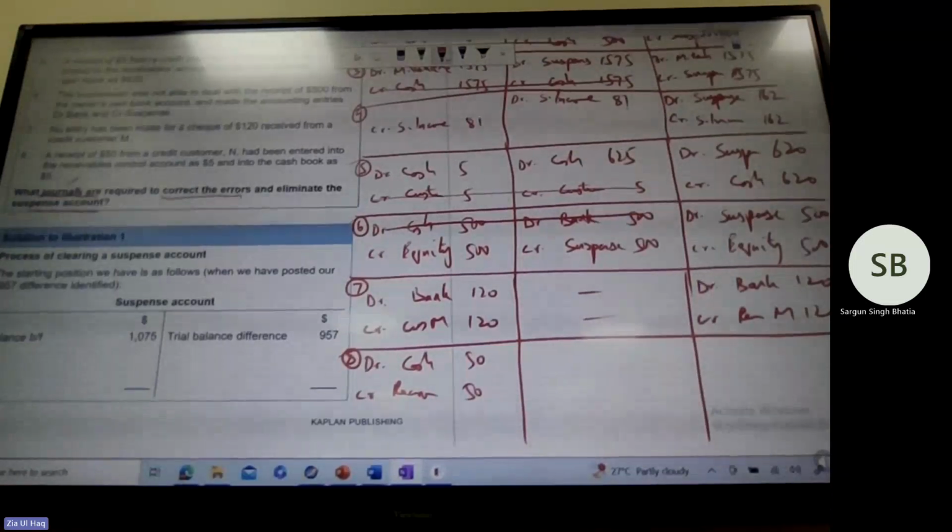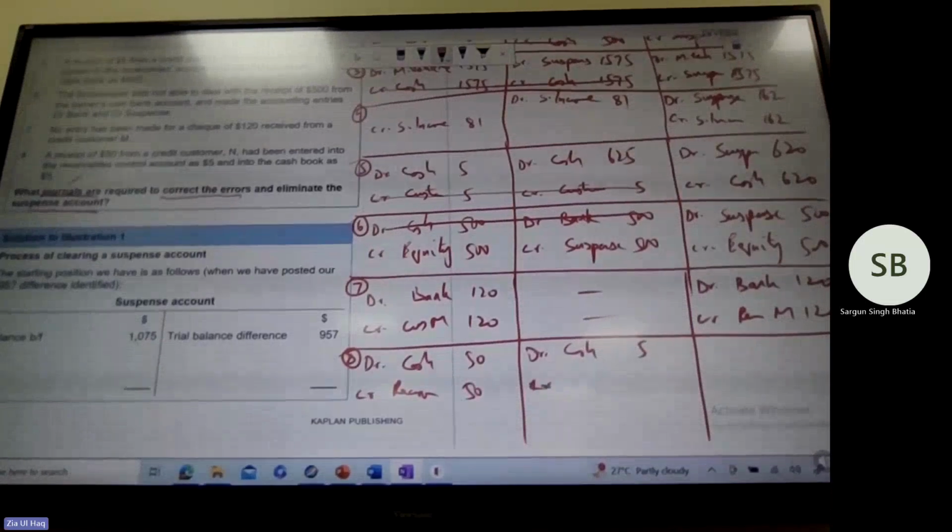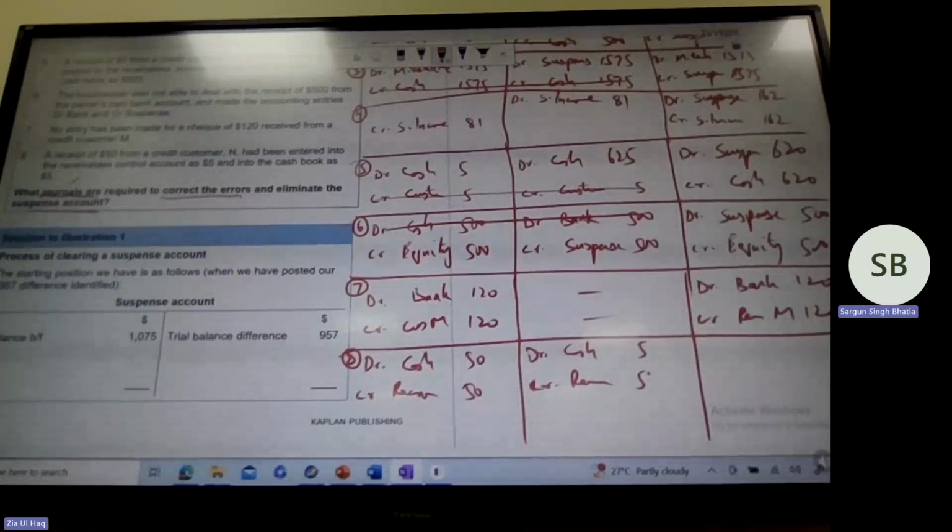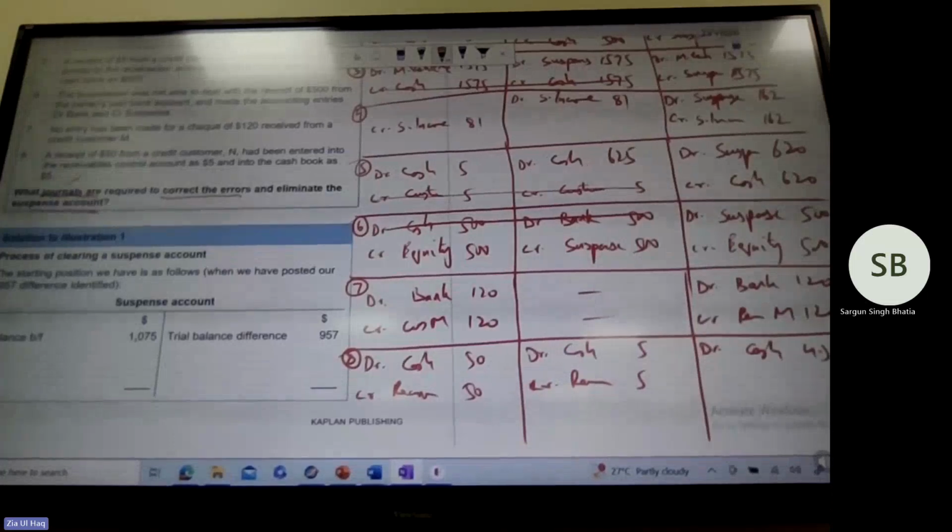Meaning instead of 50, we have recorded debit cash with the 5 and credit receivable with the 5. So what could be the correct entry? We have recorded the correct entry but with a lesser amount, so the same entry but with 45. Debit cash with 45 and credit receivables with 45.